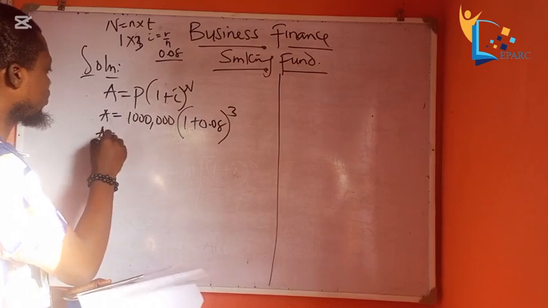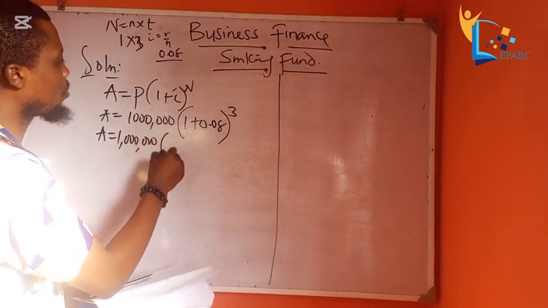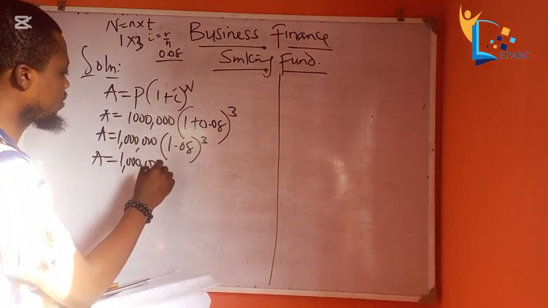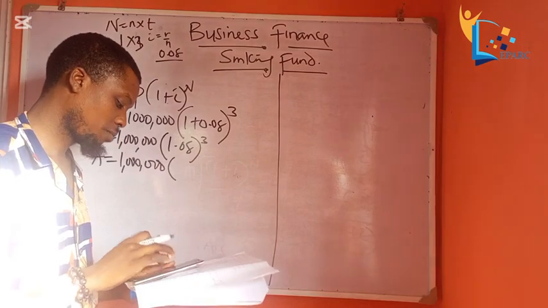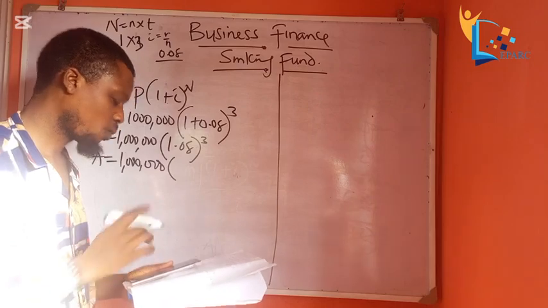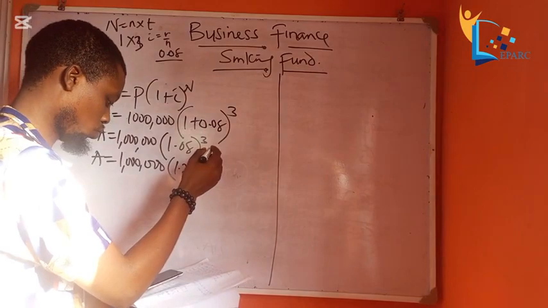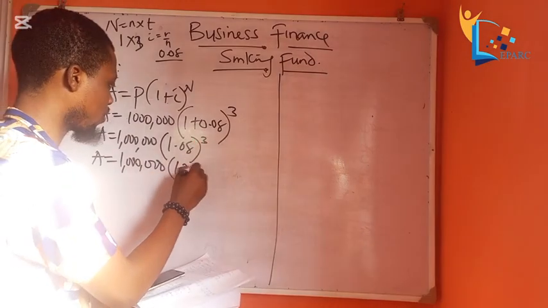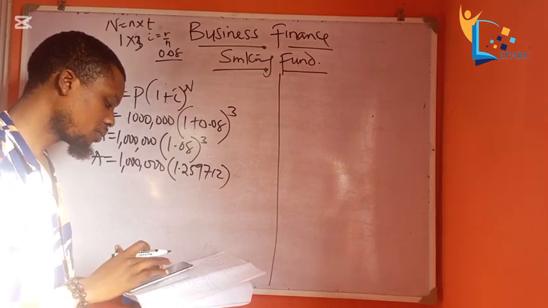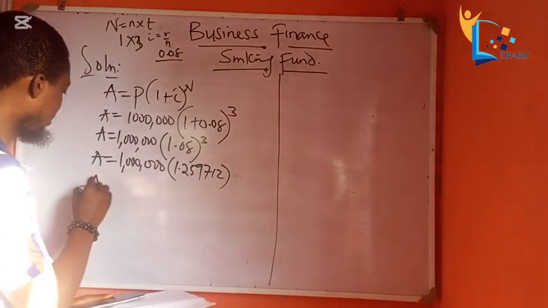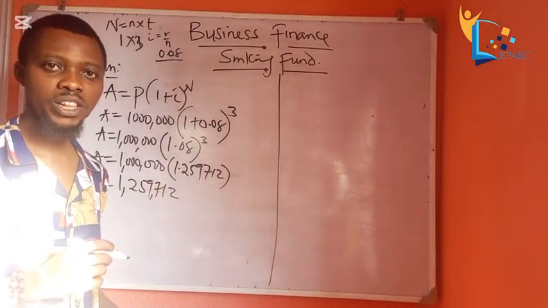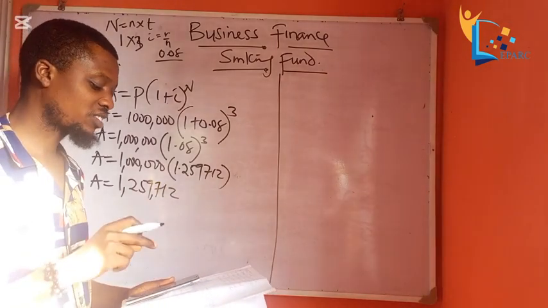Are we together? So A is equal to 1 million, open bracket, 1 plus this will give us 1.08 raised to power 3. So A is equal to 1 million, open bracket, 1.08 raised to power of 3. We have 1.259712. So let's times it by 1 million. So we have A is equal to 1,259,712. Are we together? That is what Mr. Chinedu is expected to pay back after 3 years.